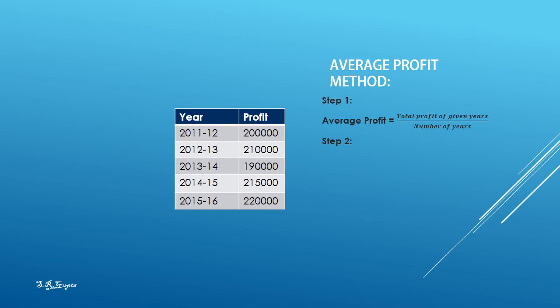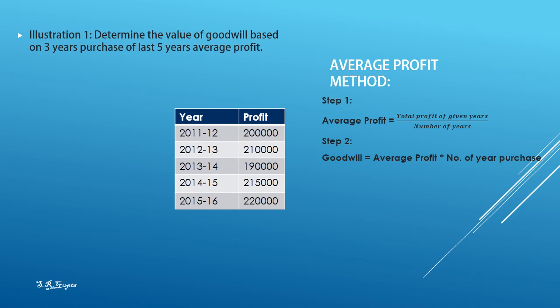Step 2 is for goodwill. So goodwill is equal to average profit into number of years purchase. Now let's have a look at an illustration to find goodwill by this method. Illustration 1. We have to determine value of goodwill based on 3 years purchase of last 5 years average profit.